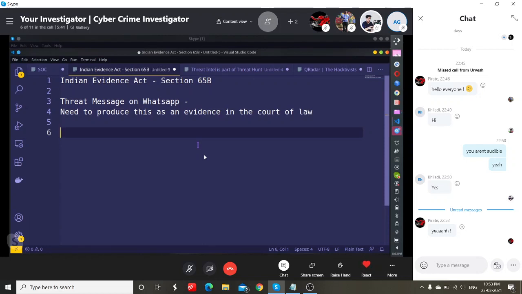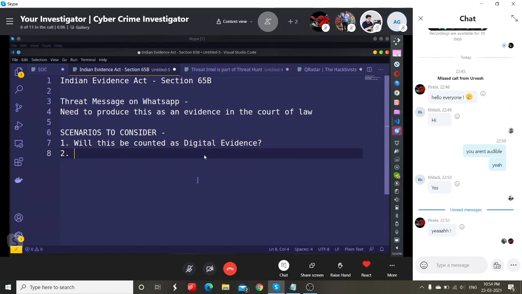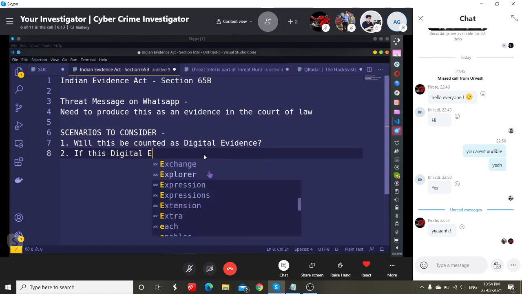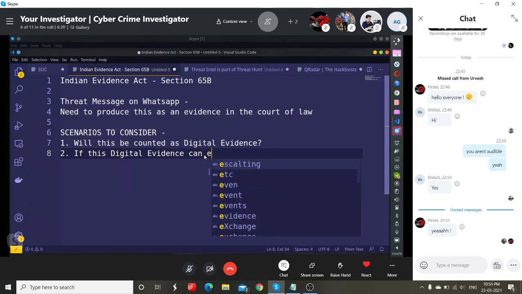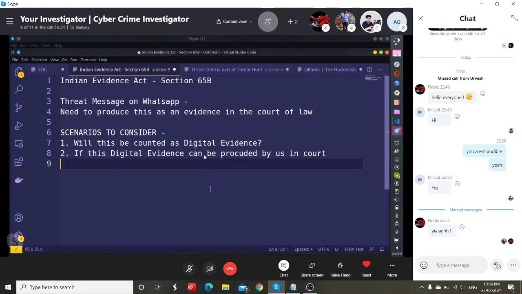Now there are three prime scenarios to consider over here. What are the three prime scenarios to be considered? Number one, will this be counted as evidence, or you can specifically say digital evidence. Number two, if digital evidence can be produced by us in court, I mean by me specifically.